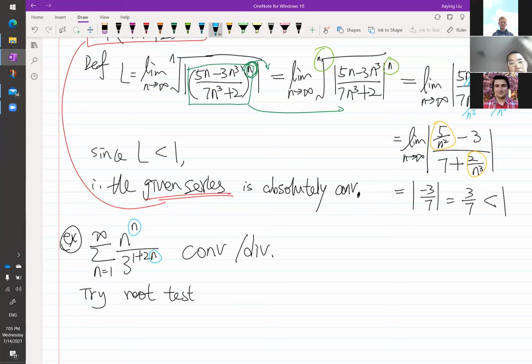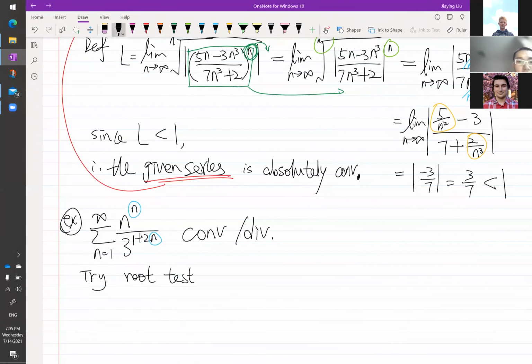So both of them have an n as an exponent. The first thing I'm going to do is take what's given and rewrite it to look like something raised to the power of n. I'm going to take the series n to the n divided by 3 to the 1 plus 2n and rewrite it. The numerator is just the same, nothing changes there. The denominator, I'm going to write as 3 times 3 to the 2n. I hope you're okay with breaking down that part.